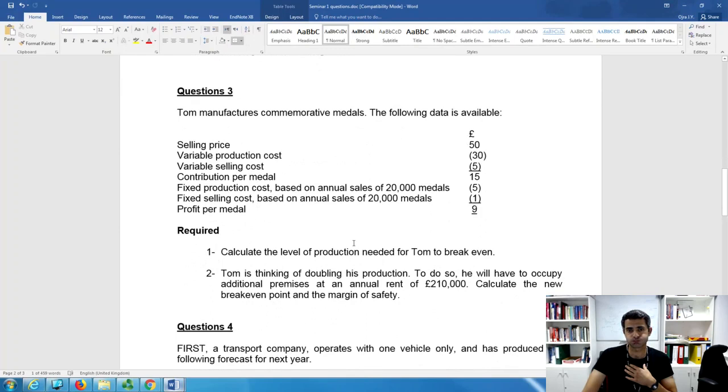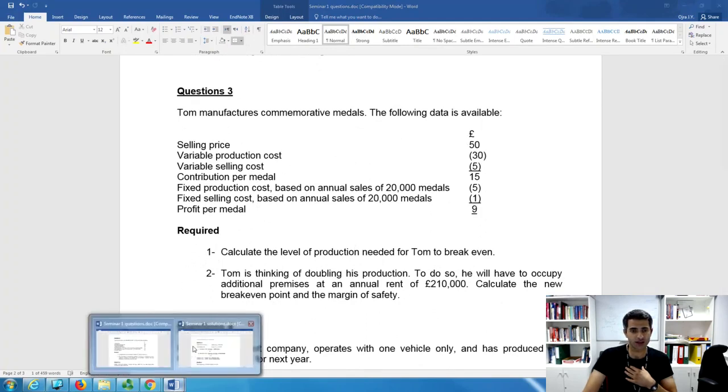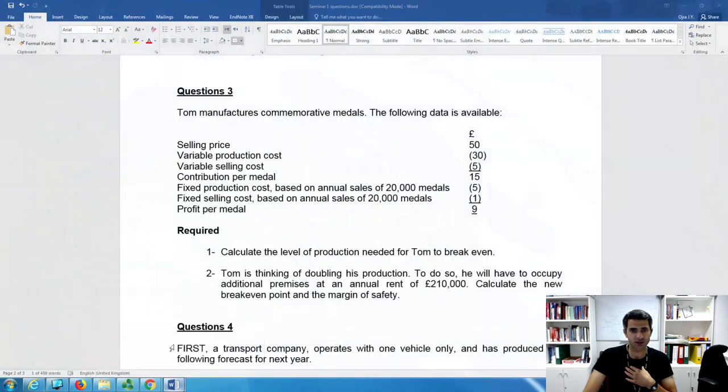For question number 3, if you look here, you've got the selling price per unit, £50, variable production cost £30, variable selling cost £5, and contribution per medal. So the question does give you the contribution per unit, £15.